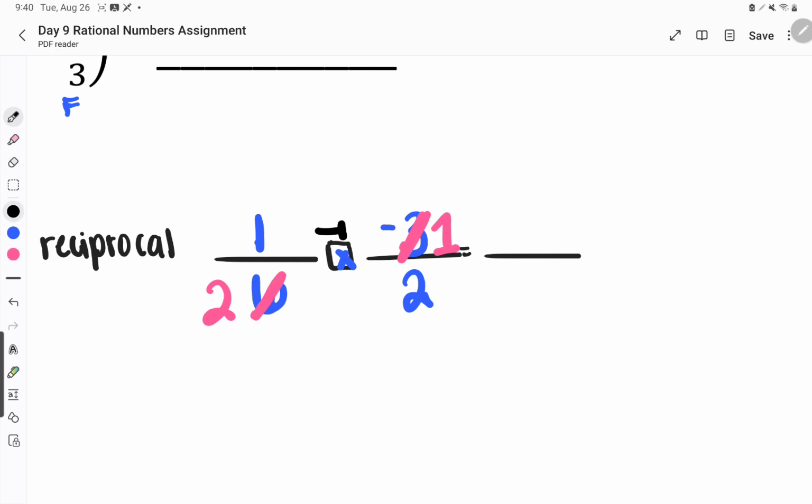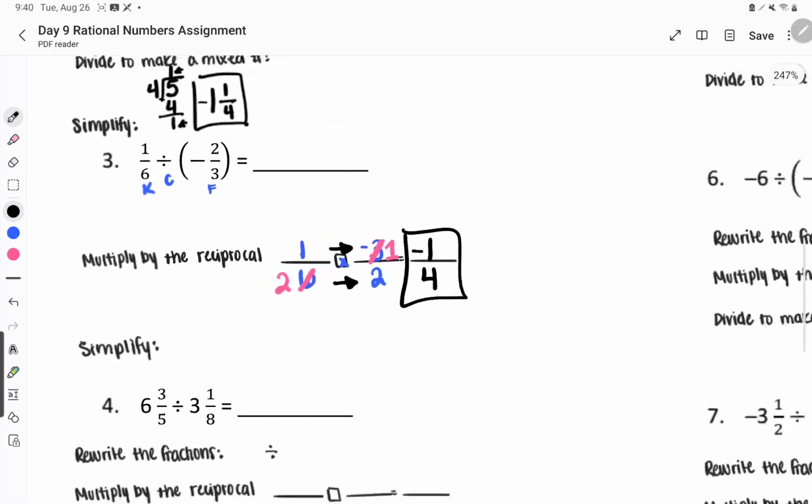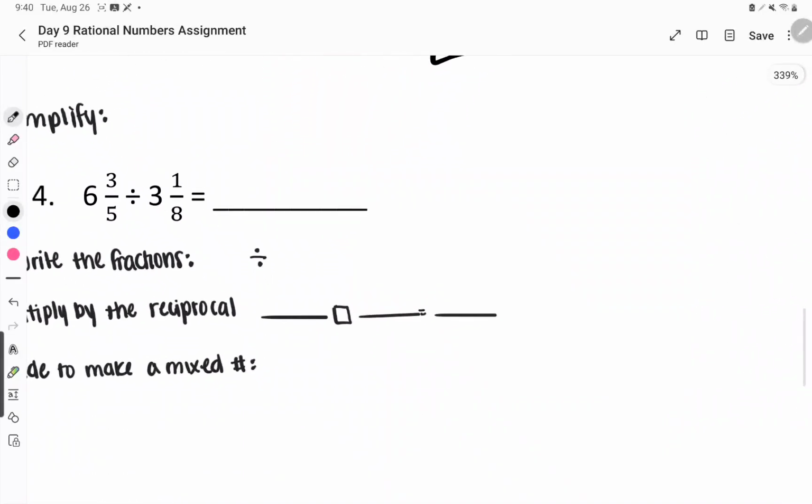Now we multiply, so we do tops times tops and bottoms times bottoms. We do 1 times 1. 1 times 1 gives me 1, and then we have 2 times 2, which gives us 4. That's negative 1/4 because a positive times a negative is a negative.